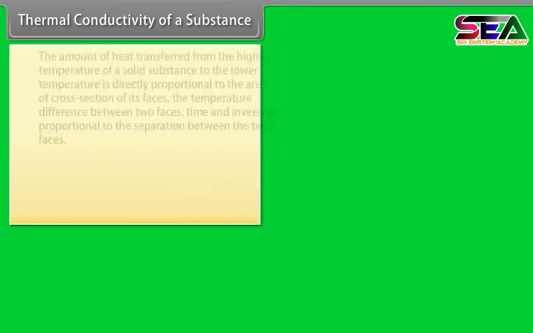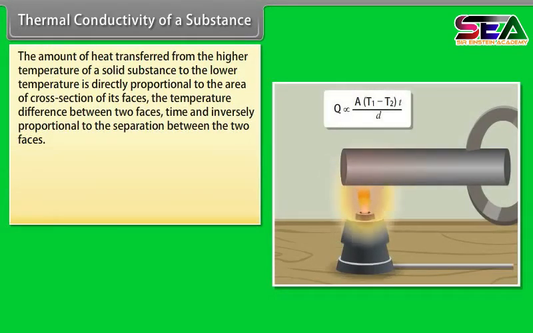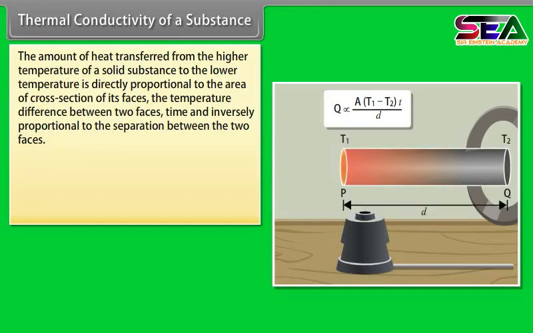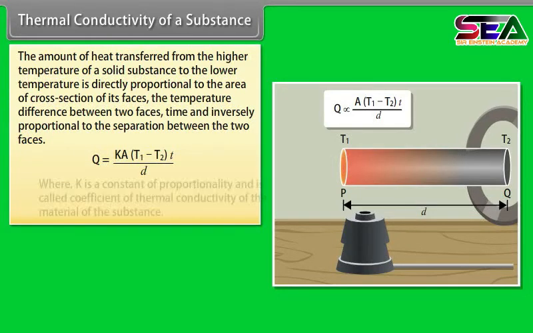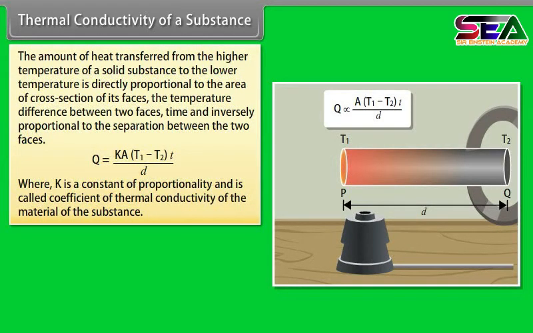Thermal conductivity of a substance. The amount of heat transferred from the high temperature of a solid substance to the lower temperature is directly proportional to the area of cross-section of its faces, the temperature difference between the 2 faces, time, and inversely proportional to the separation between the 2 faces. It gives Q = KA(T1 - T2)t/d, where K is a constant of proportionality and is called the coefficient of thermal conductivity of the material of the substance.